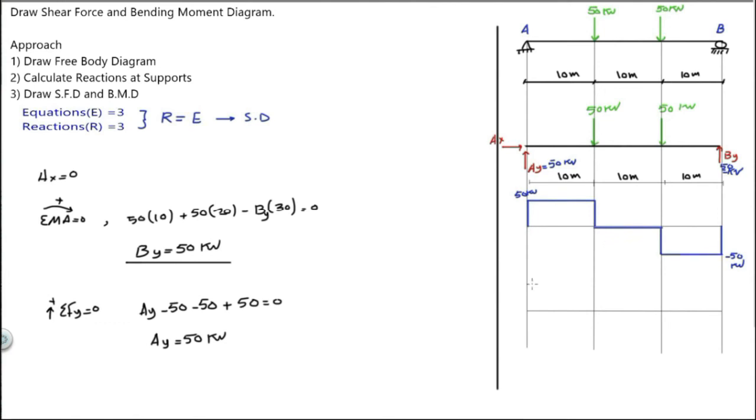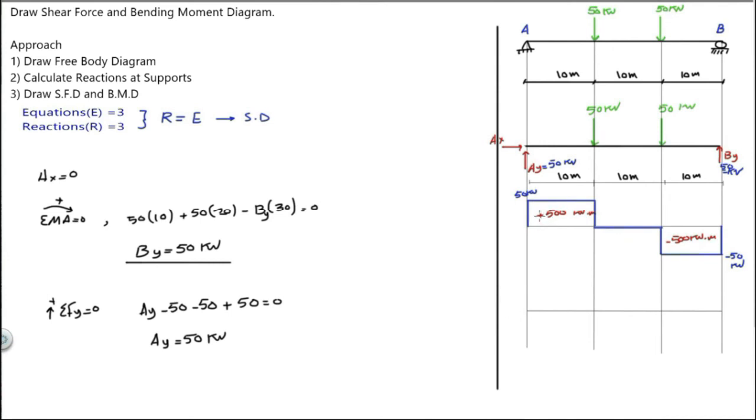Now to draw the bending moment diagram, we need to calculate the area under the shear. Here we have plus 50 kilonewton, and this distance is 10. So this is plus 500 kilonewton meter. And here there is minus 50, and this distance is 10. So this is minus 500 kilonewton meter. Now we are ready to draw the bending moment diagram.